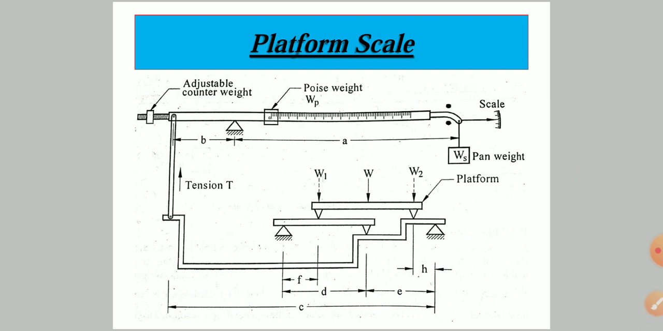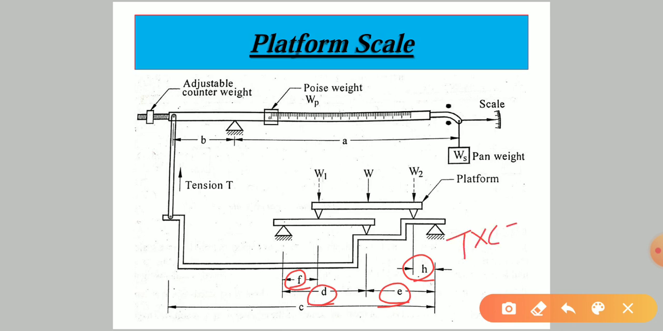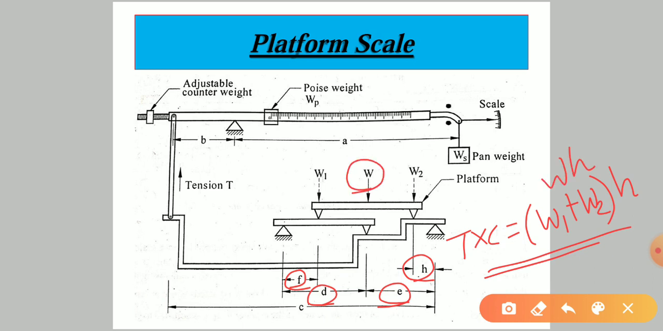If the lever system is proportional, which means H by E is equal to F by D, the final equation will be T into C equal to W1 plus W2 into H, and W1 plus W2 is our W, so W into H. From this equation it is clear that the weight W may be placed anywhere on the platform, and its position relative to the two knife edges of the platform does not affect the reading, which means we can place W at any position on the platform.